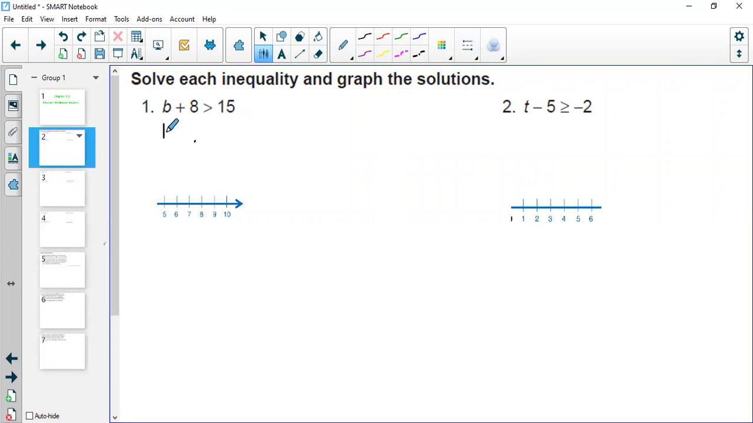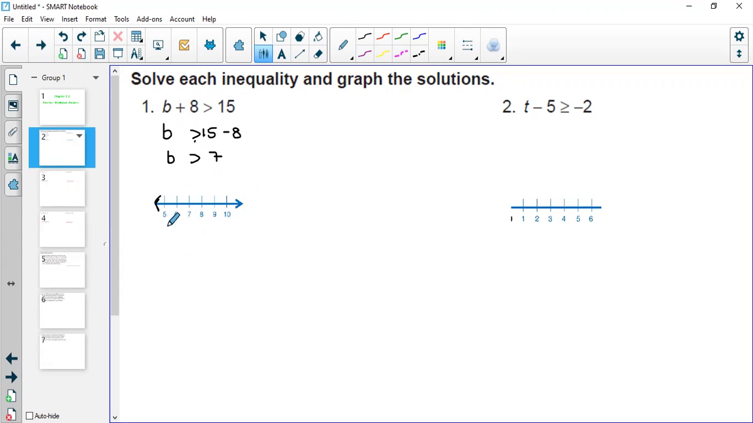So to start with, this is going to be b is greater than 15 minus 8, because it's plus 8, so it becomes minus 8. 15 minus 8 is 7, so b is greater than 7. Now we need to graph it.